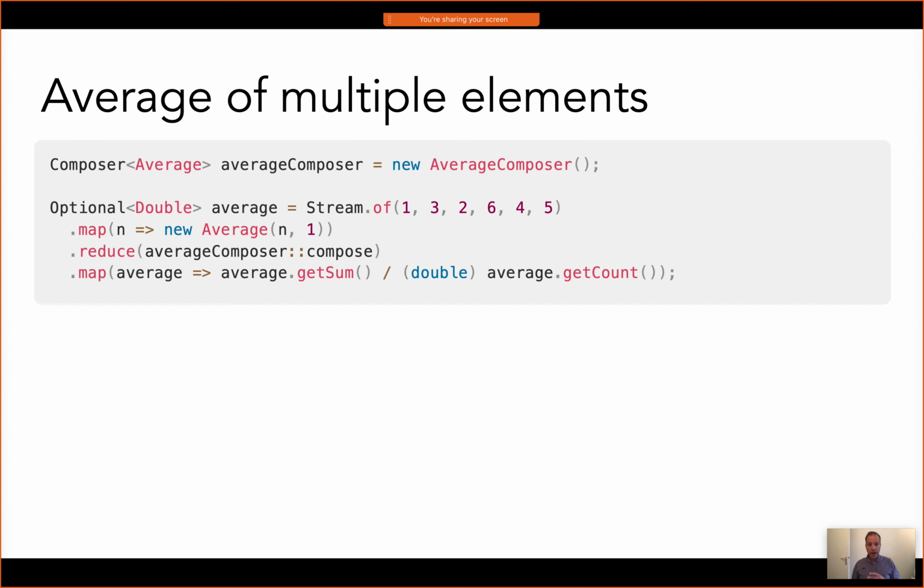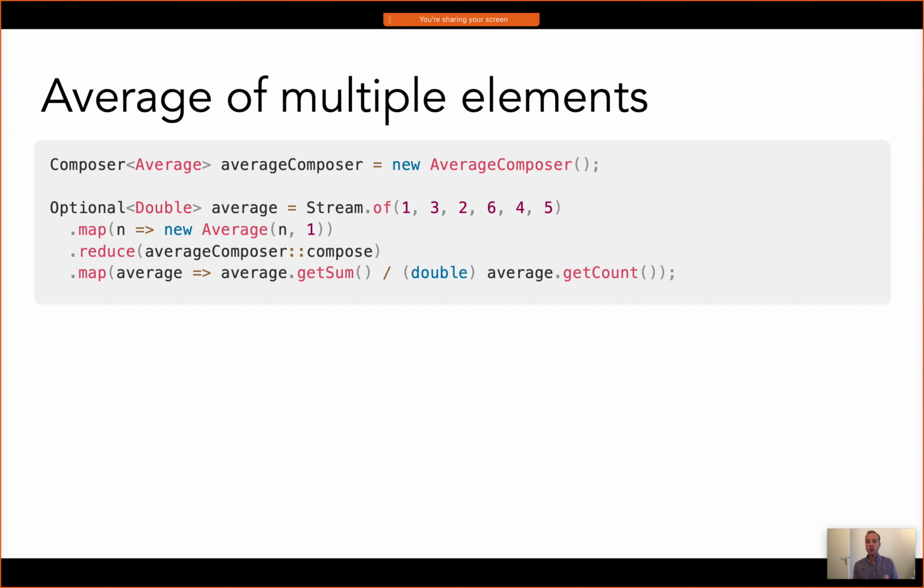So then what do I do? First, I map every element to an average. And this is another way of saying I want to know what the average of one element is. This is a really weird question, but I can answer it. Because I need a sum and a count. And what's the sum of one element? It's the element itself. What's the count of one element? It's 1. So I can calculate the average of each element.